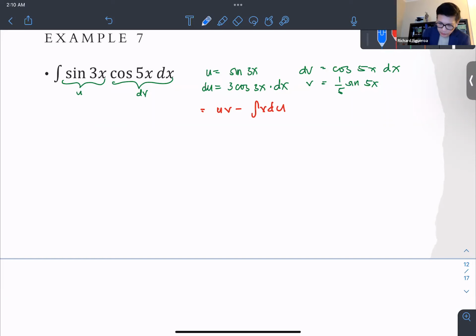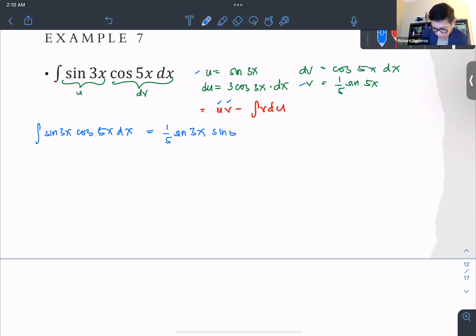Thus, the integral of sine 3x cosine 5x dx is equal to u, which is sine 3x, times v, which is 1/5 sine 5x. So I'll start with 1/5, then sine 5x, then minus the integral of v, which is 1/5 of sine 5x, times our du, which is 3 cosine 3x. 3 times 1/5 gives 3 over 5. Then I'll write cosine 3x, then sine 5x dx. So this is our v du.